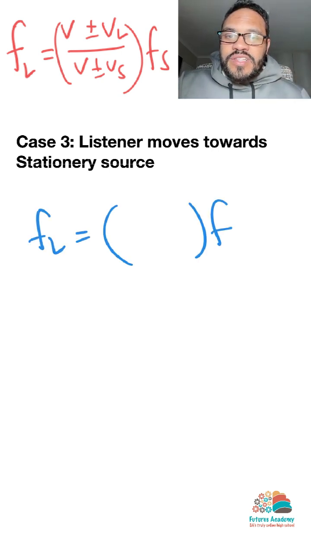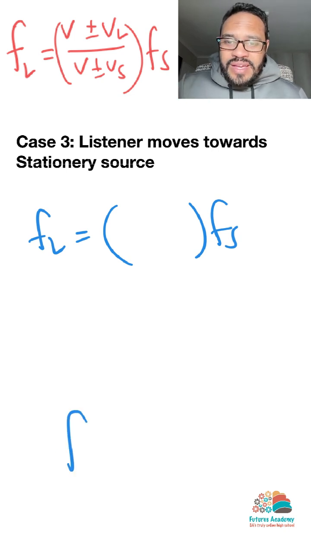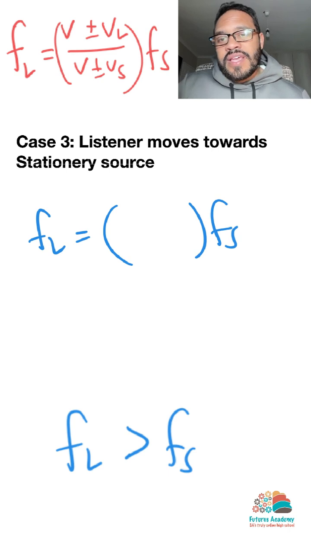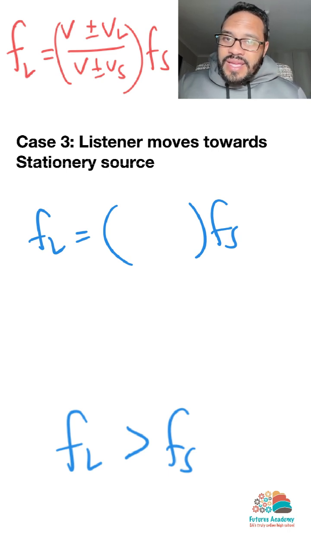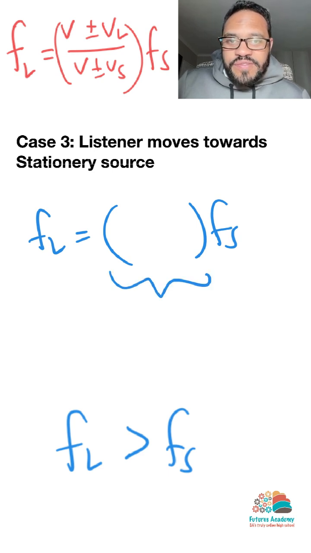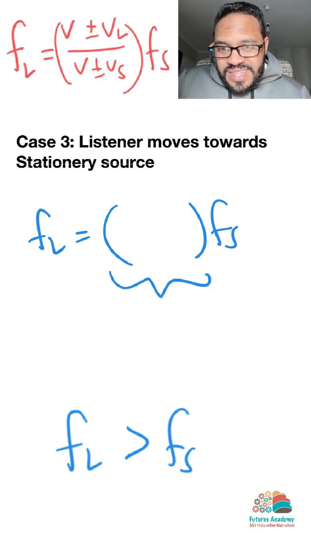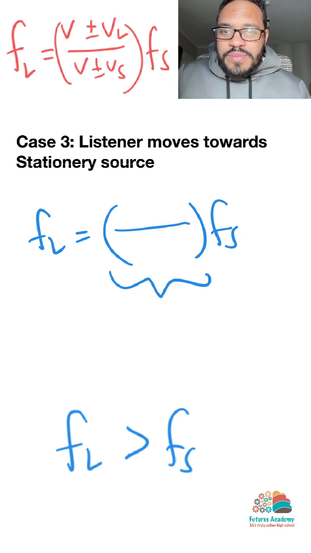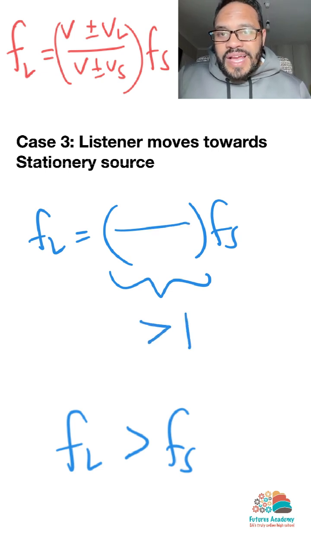And if the listener is coming towards me, once again, it will appear as if the frequency of the listener will be greater than the frequency of the source. Now, in order to get that using this formula, mathematically, I've got the frequency of the listener is equal to some fraction times the frequency of the source. That means that this fraction over here must be bigger than 1 in order for this whole thing to work out like that.